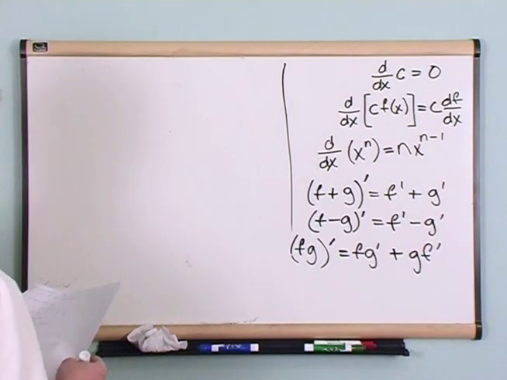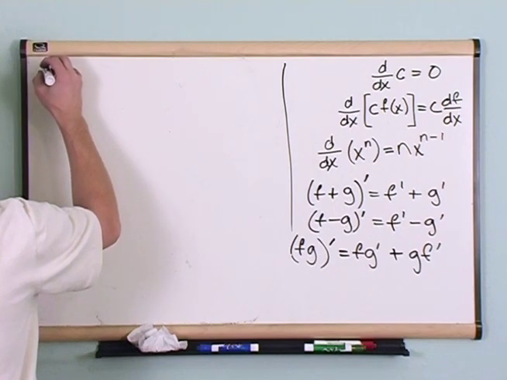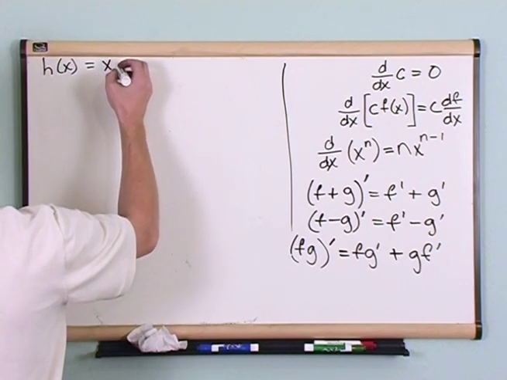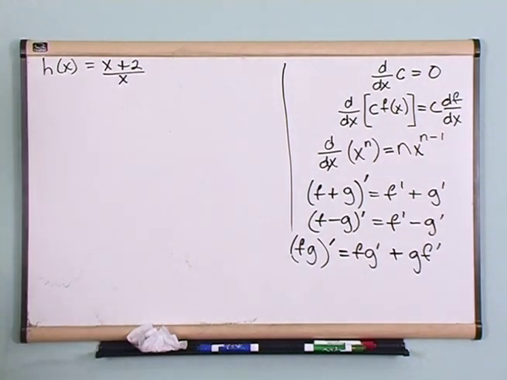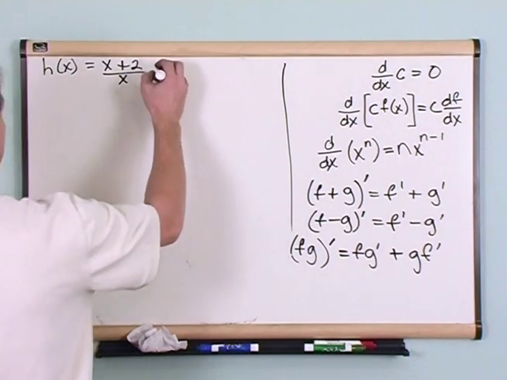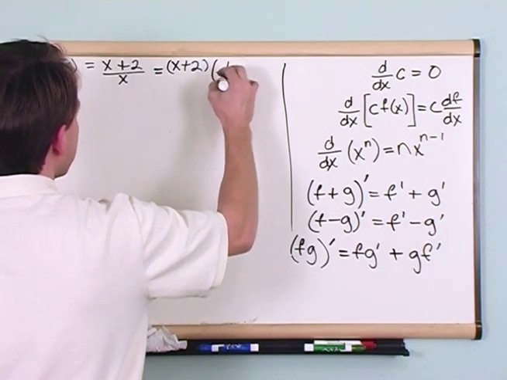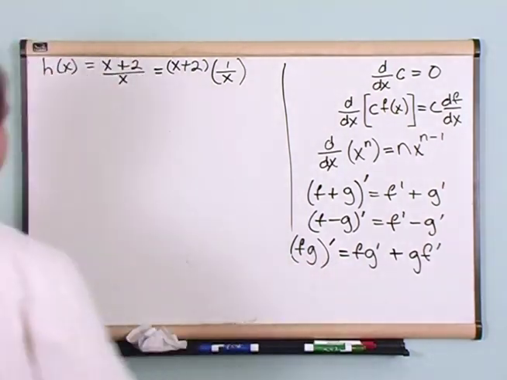Now, what would be an example of that? Okay, what if you had something like h of x equals x plus 2 over x. Well, at first you might say, that's division, that's not multiplication, but you can rewrite this as x plus 2 times 1 over x. Now I've got a function of x times a function of x, which is this.